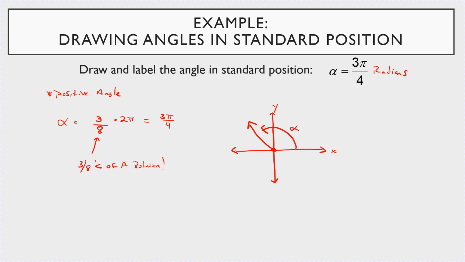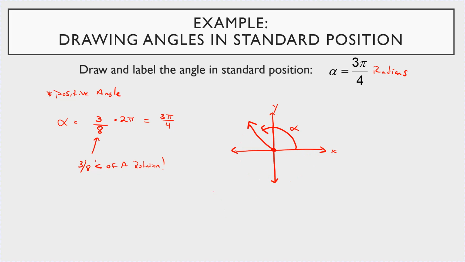In terms of eighths of a rotation, 8/8 would be one rotation. So that would be 1/8, 2/8, 3/8, 4/8, 5/8, 6/8, 7/8, 8/8. So that's how I did it.